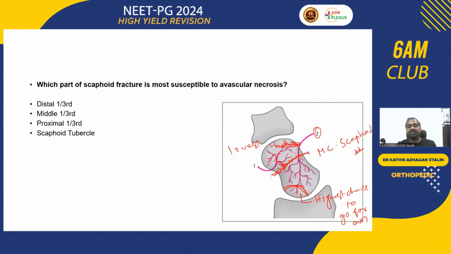So which fracture of scaphoid has the highest chance of AVN? Answer is proximal. But what type of scaphoid fracture is most common? Middle third. Are you getting the difference, guys? When B can be a potential answer and when C can be a potential answer: the most common scaphoid fracture is B, but the highest chance of avascular necrosis is C. Clear? Say yes or no. If not understanding, say not understanding.